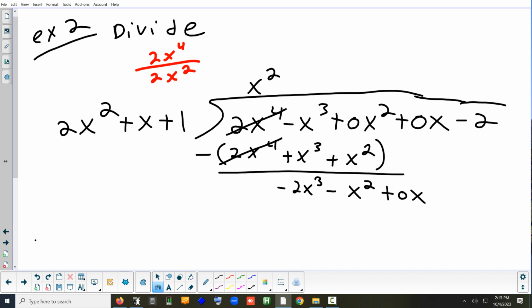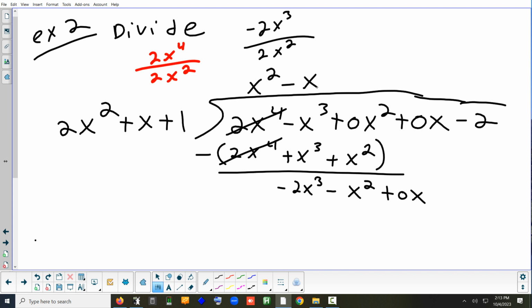Now we're going to divide negative 2x cubed by 2x squared. Take the first term on the outside and divide it into the first term on the inside. What's negative 2x cubed divided by 2x squared? Negative x. Now let's distribute that back out and watch what happens.